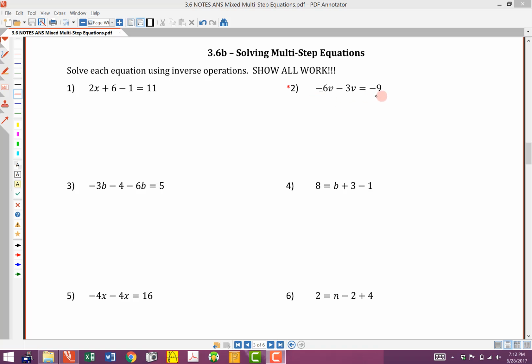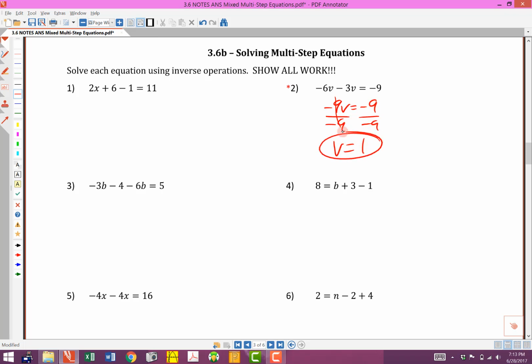So if we take a look at number 2, the first thing you'll notice is on this side we've got a negative 6v minus 3v. We can do some simplifying. So it's always a good idea to make sure the sides are simplified before we start trying to solve with two-step equation solving techniques and stuff like that. So if we combine those like terms, we get negative 9v equals negative 9, and that quickly cancels to be 1, so we get 1v, and that cancels to be 1, so there's our answer.